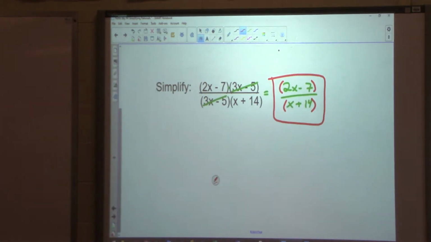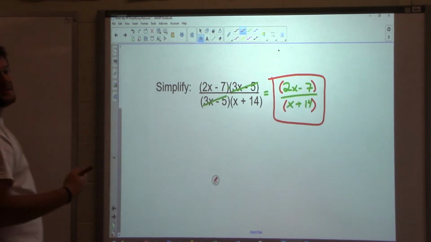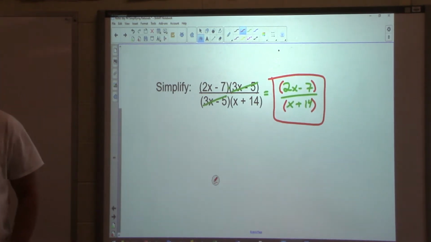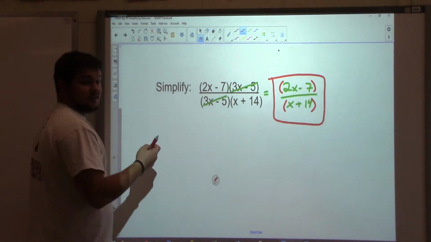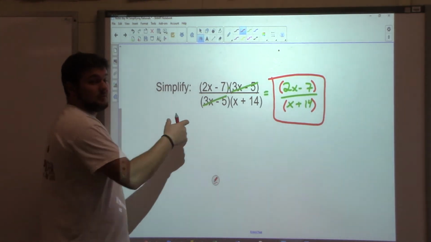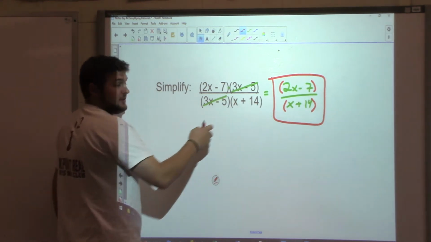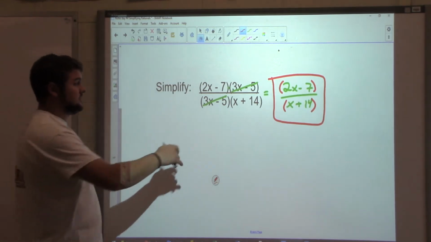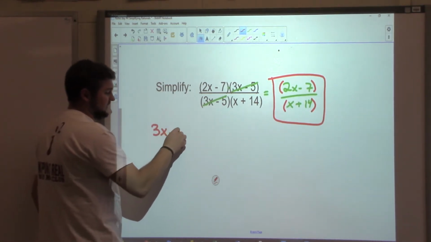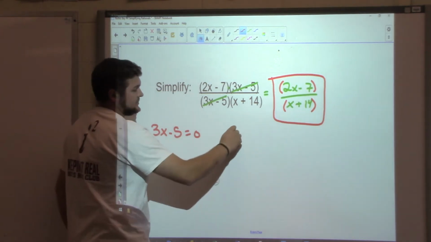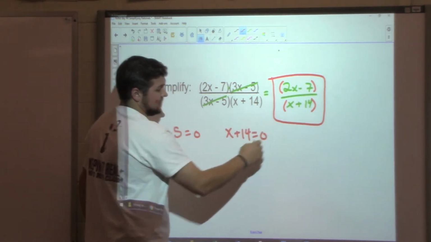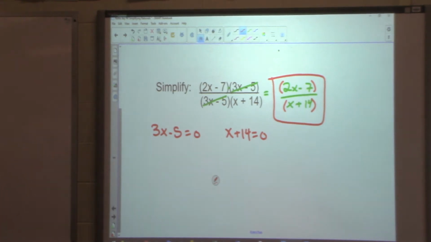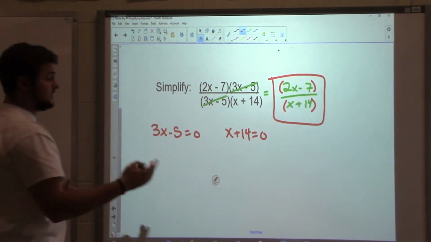Now, what might my restrictions be? Or how might I go about finding my restrictions even? Anyone? Set it equal to 0. Set what equal to 0? Not the numerator, but both pieces in our denominator, right? So remember, our numerator can equal 0 as much as it wants. We really don't care. But the denominator is what can't equal 0. So I'm going to take both my pieces, 3x minus 5, set it equal to 0, and x plus 14, set it equal to 0. Whatever that solves out to are going to be my restrictions, because they make either of those pieces equal 0.